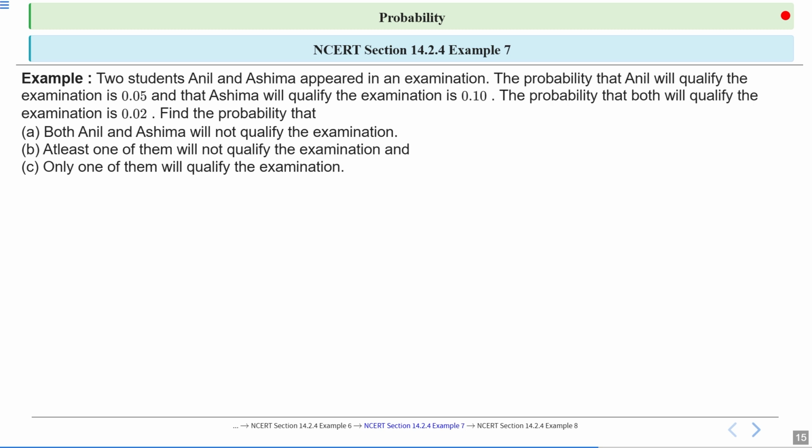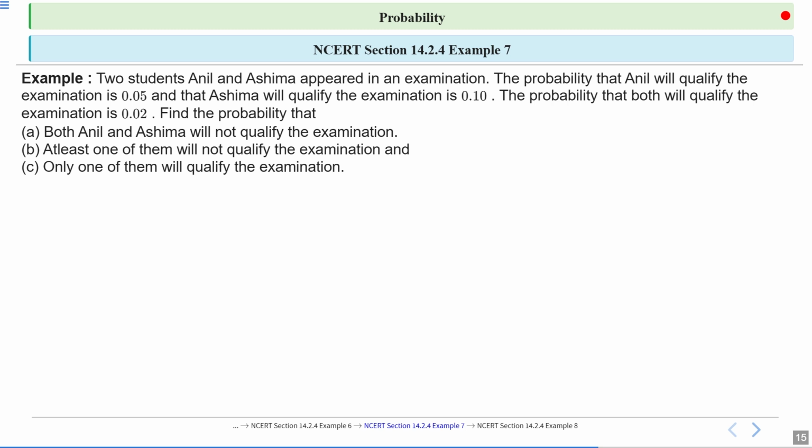The probability that both will qualify the examination is 0.02. Clear? So we are also given here that the probability that both will qualify the examination is 0.02. Then find the probability that both Anil and Asima will not qualify the examination. This is the first part of this example. The second part: at least one of them will not qualify the examination. And the third part: only one of them will qualify the examination. So find the probability of these three parts.